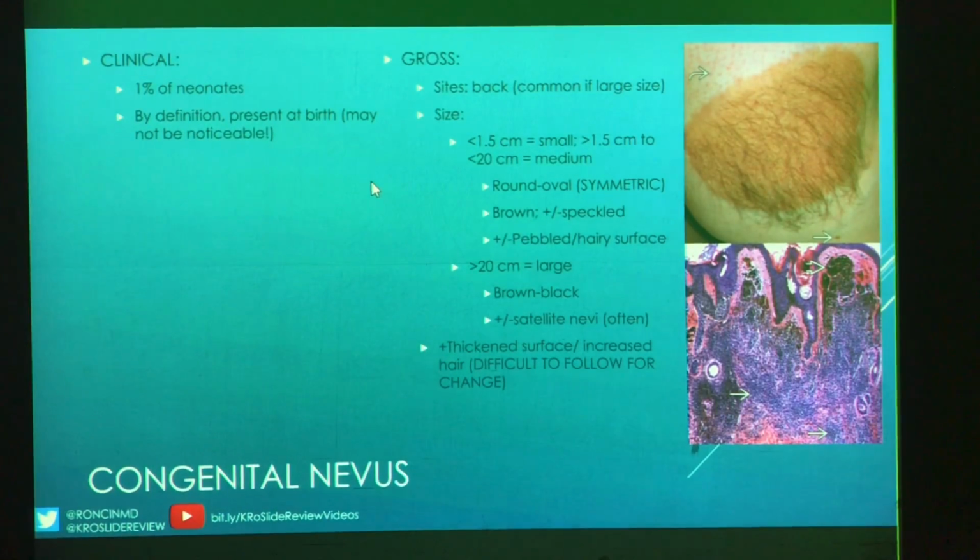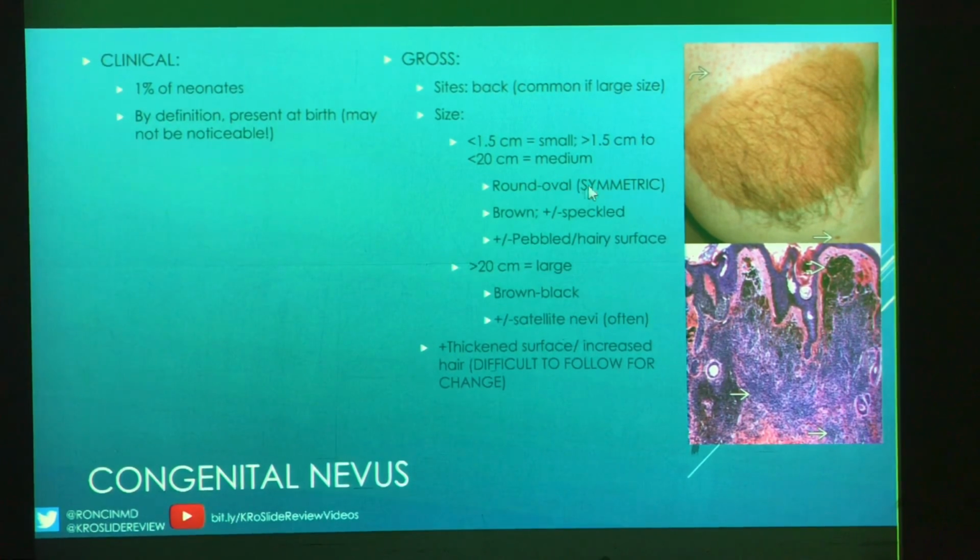It happens in 1% of neonates, so 1% of our infants, and by definition it's present at birth. So this is what people would call a birthmark. The most common site is the back, and if it's very large, and when they say large they mean larger than 20 centimeters, okay? There's a huge variation in size, and generally they're going to be brown to black.